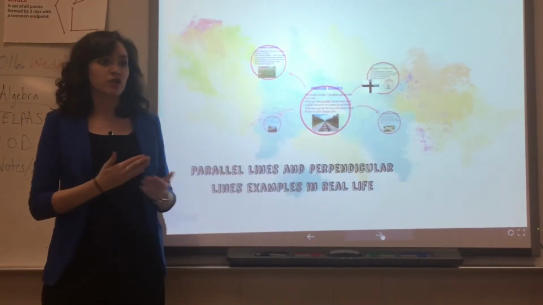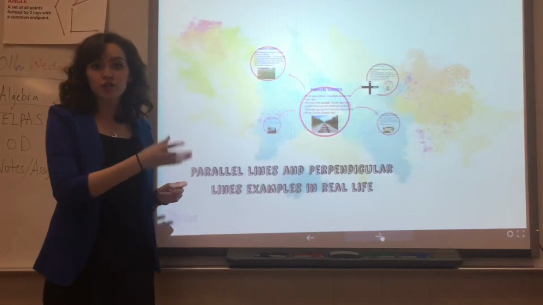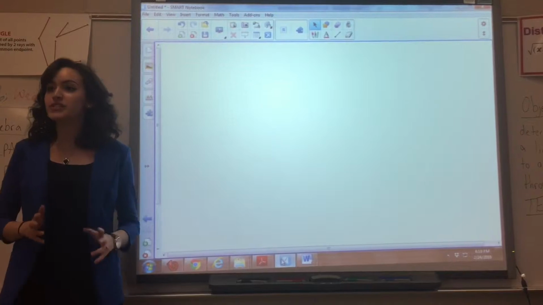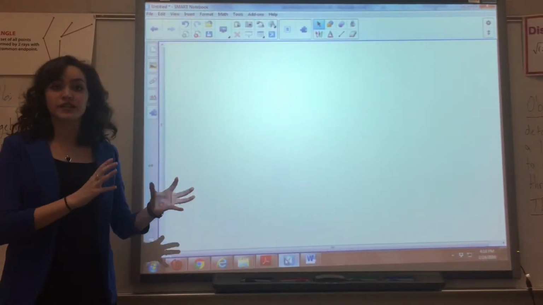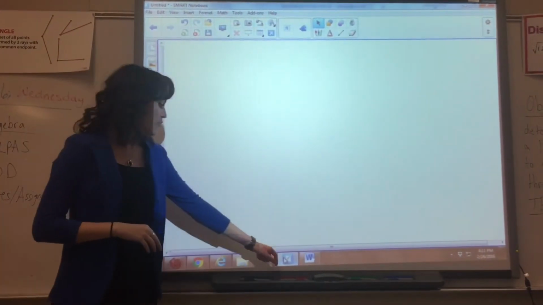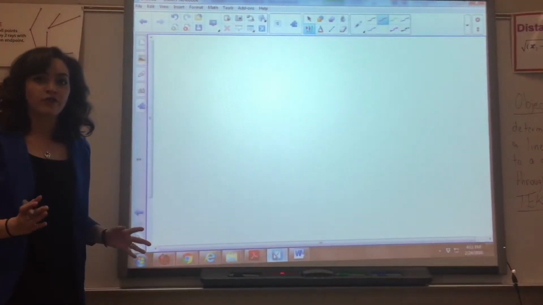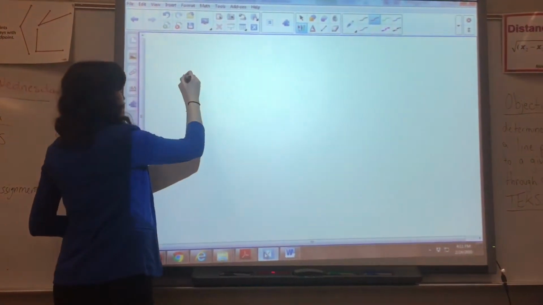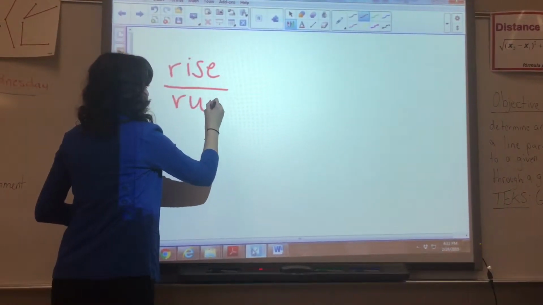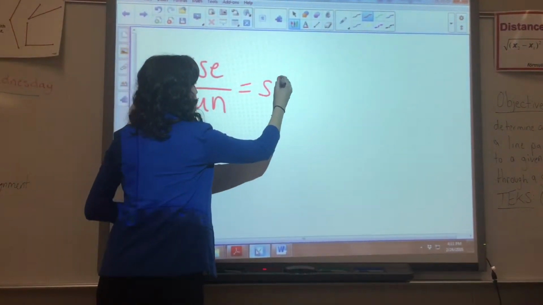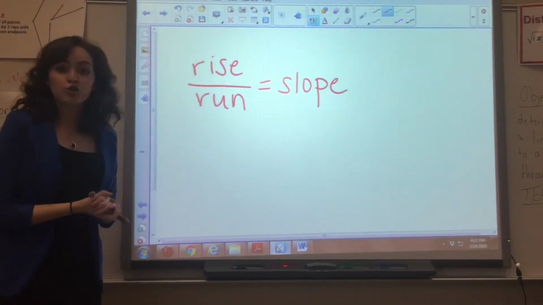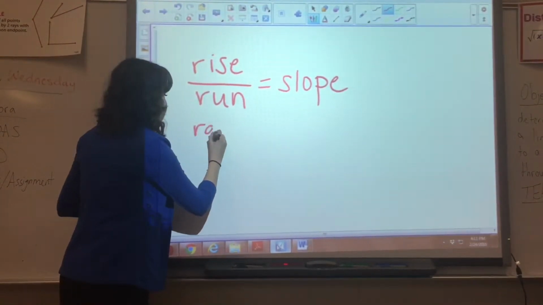Now we're going to jump into the actual examples of how you get the slopes and comparing that. We're going to be going over parallel and perpendicular lines and their slopes, comparing parallel lines and their slopes and perpendicular lines and their slopes. So first off, we're going to write the formula for figuring out the slope. So that is rise over run. This is your slope formula. Rise over run. It also is known as the rate of change.